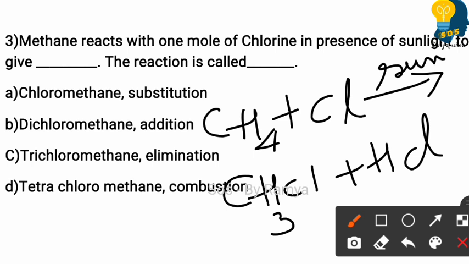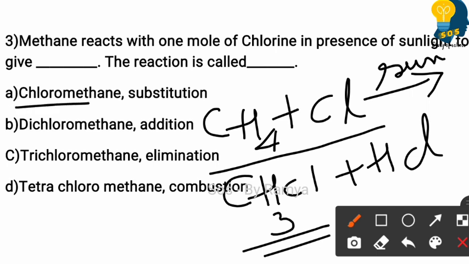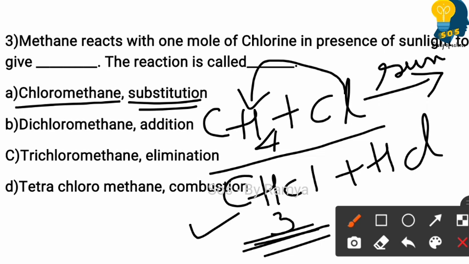You can observe methane is reacting with chlorine, and what is the product formed here? Chloromethane. You have to identify where the chloromethane is. Chloromethane is here, and this reaction is an example of a substitution reaction, because here chlorine replaces the hydrogen atoms one by one. The product formed here is chloromethane. So the correct answer is option A chloromethane, and this reaction is called a substitution reaction. So when you write the equation, you will get the answer. Hope you all have understood.